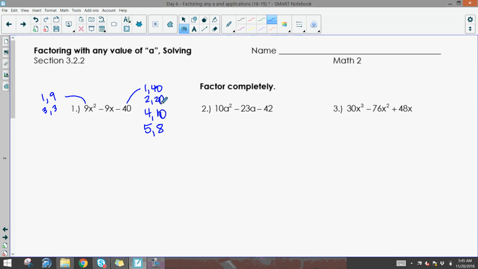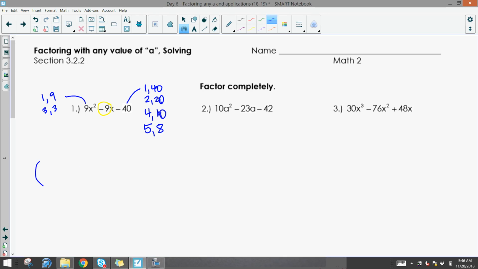So some combination, one pair and the other pair, so a pair from the left from the a value and a pair from the right from the c value, is going to have to add or subtract to be -9. That's what we're really trying to get at. So the other thing you want to take into account is that these are going to have to multiply to be a -40, so you'll have one positive sign and one negative sign.